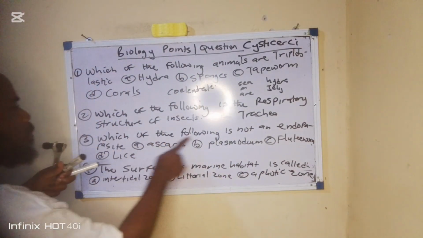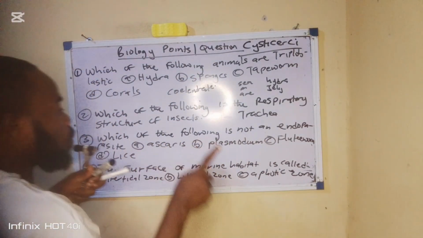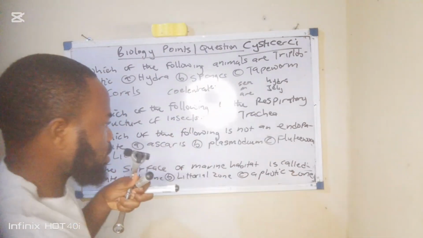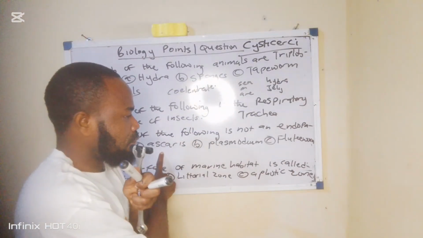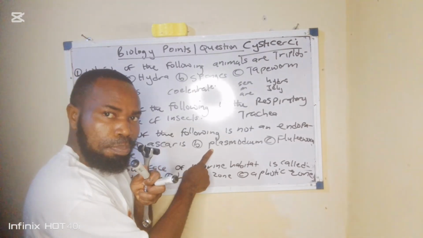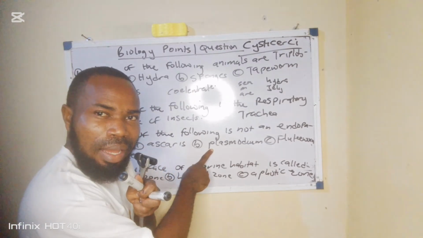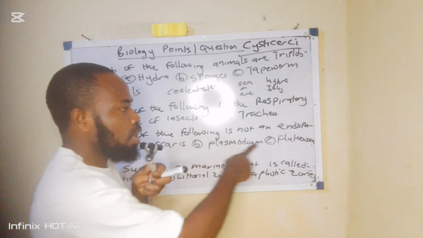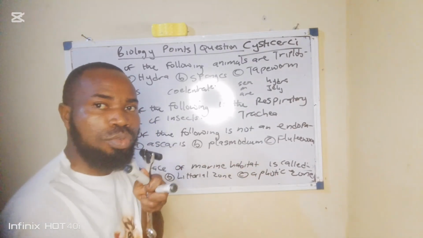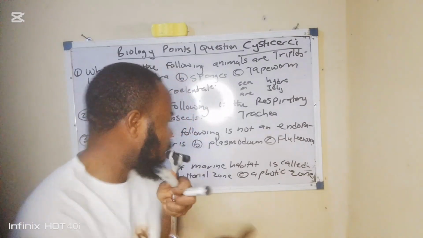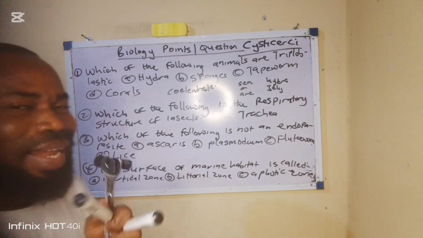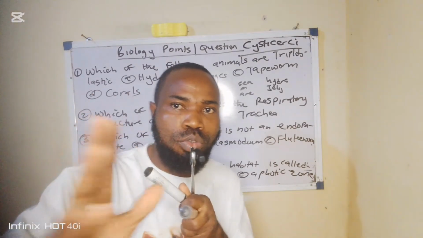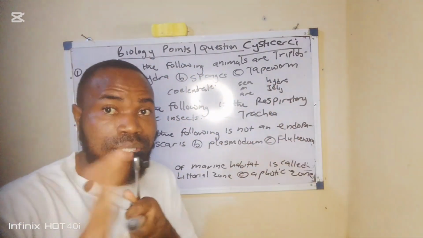They said, which of the following is not an endoparasite? Of course, I made mention of endoparasite just now. Endoparasite, they stay inside, ecto outside. Ascaris is an endoparasite. Plasmodium, that causes malaria, is a parasite, of course, a protozoa. It's an endoparasite. It feeds on the red blood cells. Flukeworm, talking about the liver flukes and the rest, they are endoparasites. Now, lice is not an endoparasite, it's an ectoparasite. So endoparasite, ectoparasite, you must know. Tapeworm is an endoparasite, like we stated just now.